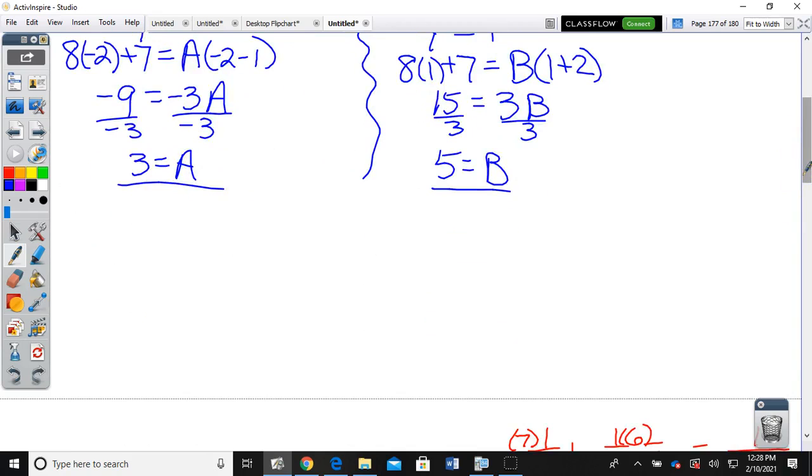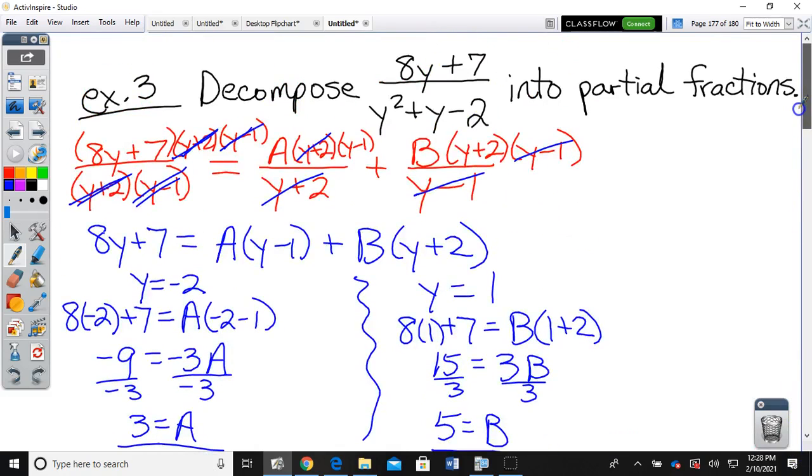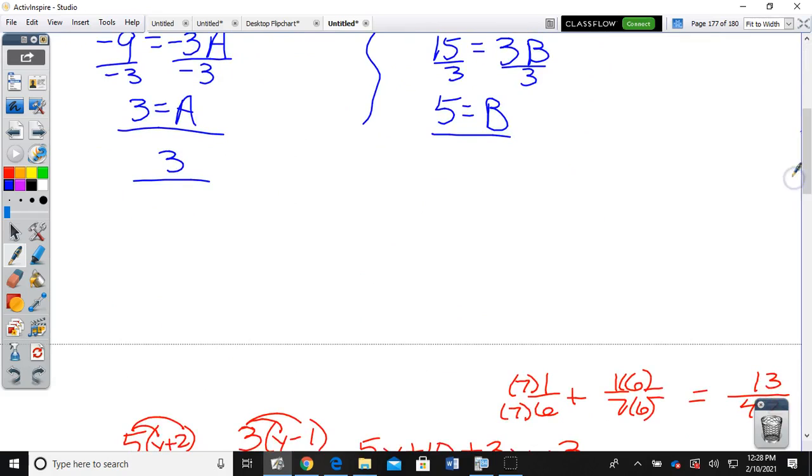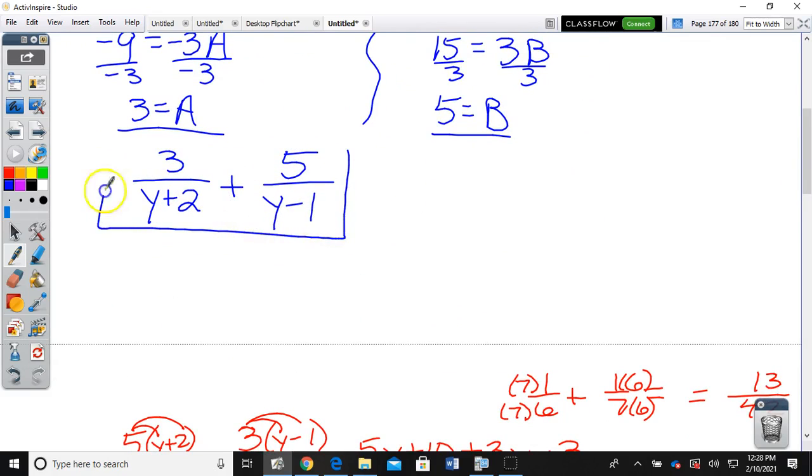So A, 3, over, what was A over? Was it y plus 2? Yes. A was over y plus 2. So 3 over y plus 2 plus, what's B? 5 over y minus 1. There are my partial fractions.